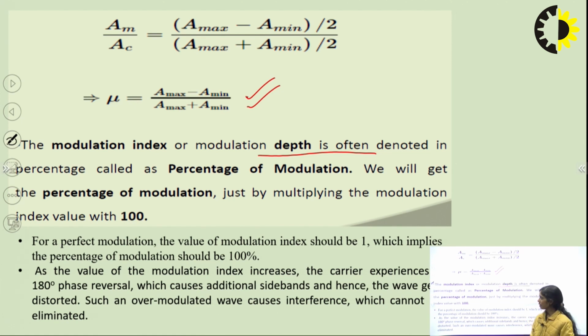So we have already defined the modulation index, or we can say the modulation depth. It is also called the percentage of modulation, and this can be obtained by just multiplying it by 100.